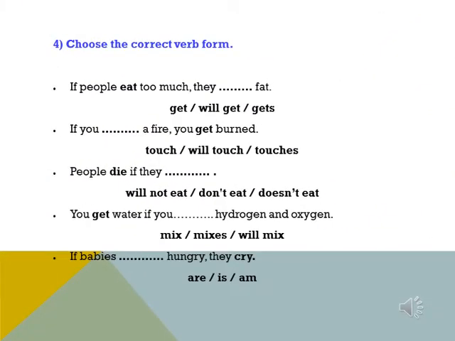Let's put into practice what we have seen so far. So why don't you choose the correct verb form? We have if people eat too much, they will get fat. If you will touches a fire, you get burned. People die if they will not, don't, doesn't eat. You get water if you mixes, will mix hydrogen and oxygen. If babies I'm hungry, they cry.